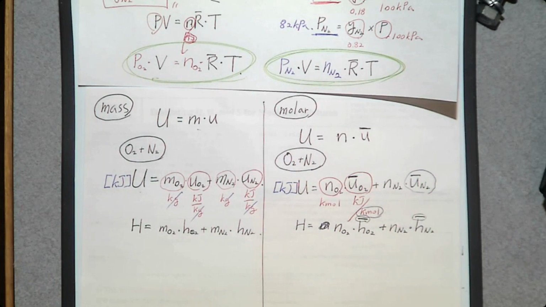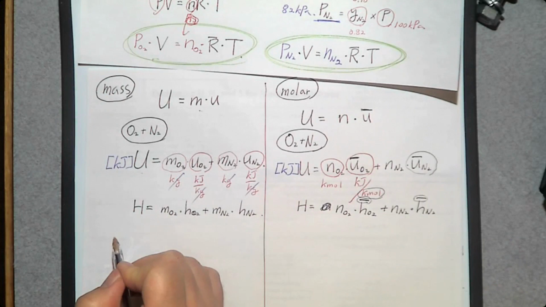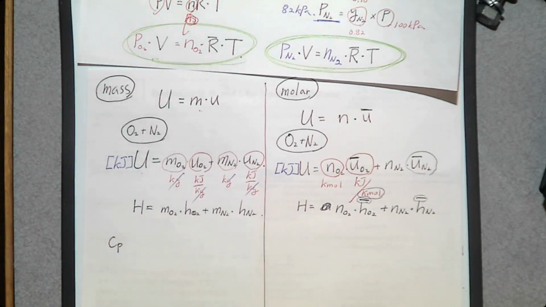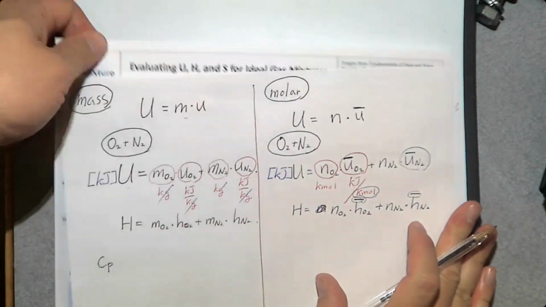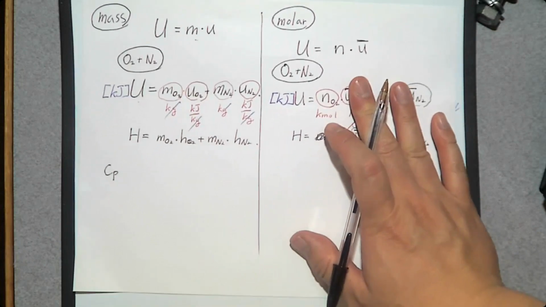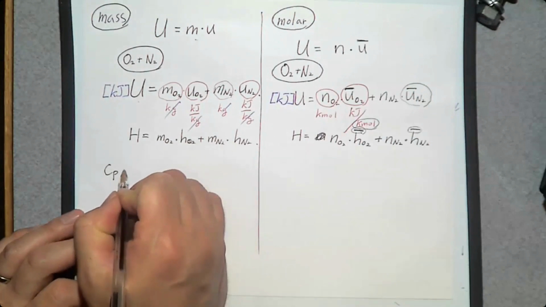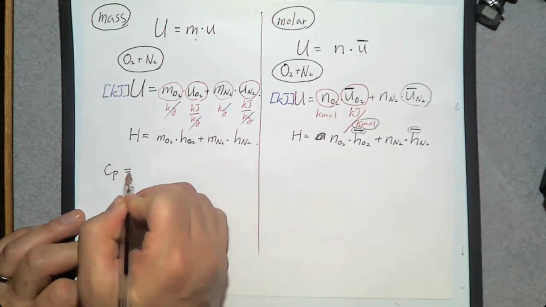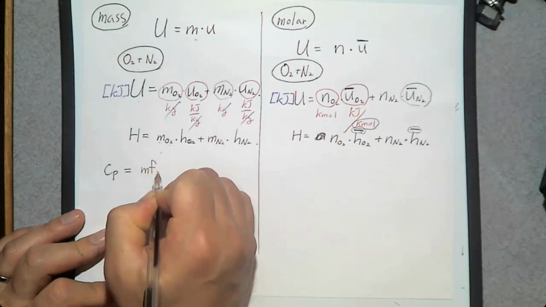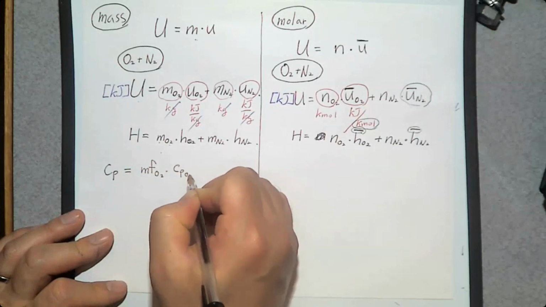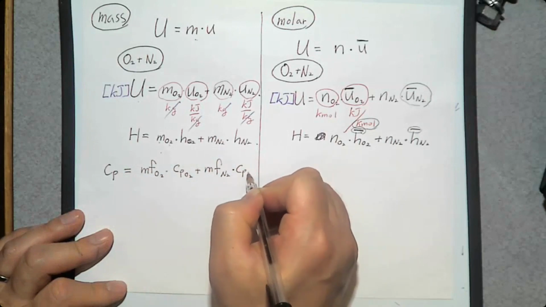Now let's talk about an intensive property. What about, you know, the specific heat? If you want to determine specific heat, Cp, how do we determine specific heat? Cp is per kilogram or per mole, because these are intensive properties. So in this case, we can calculate in the same rule. However, we need to divide by the total mass. So mass of oxygen divided by mass, what is that? Mass fraction of oxygen times specific heat of oxygen plus mass fraction of nitrogen times specific heat of nitrogen.